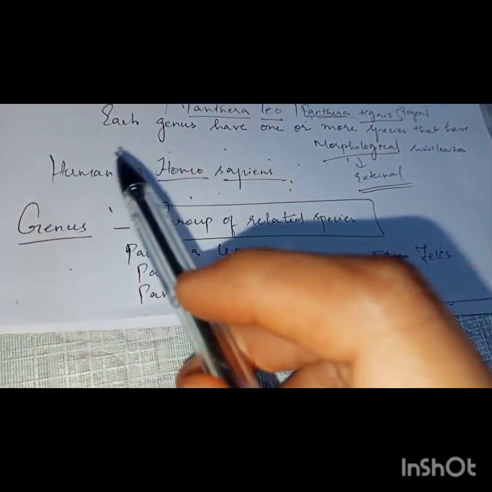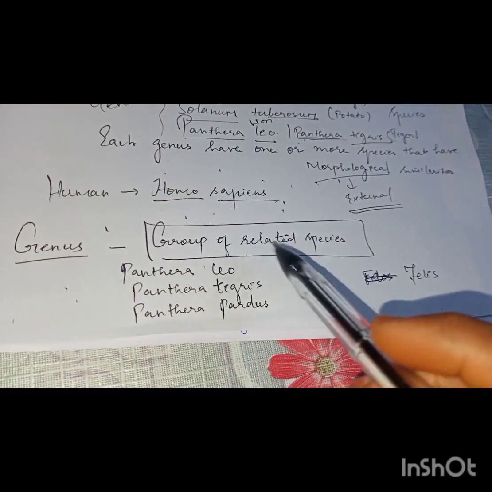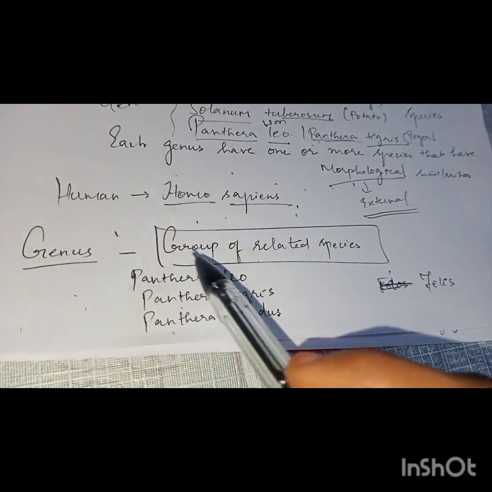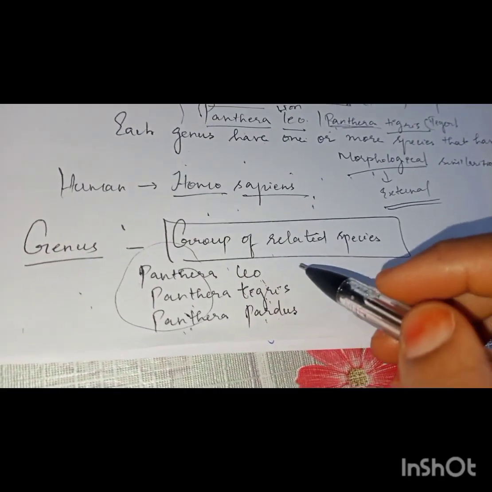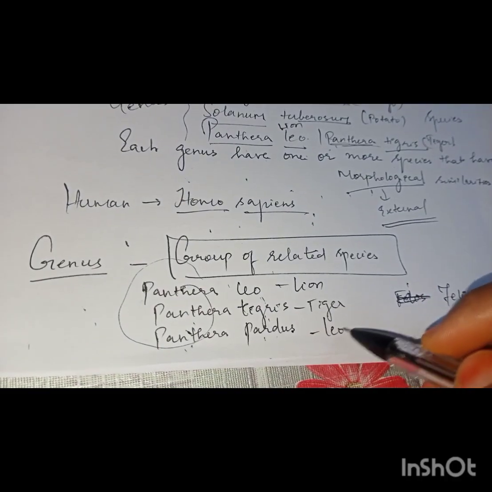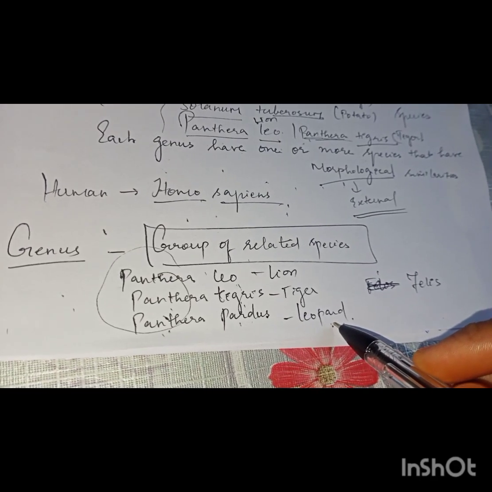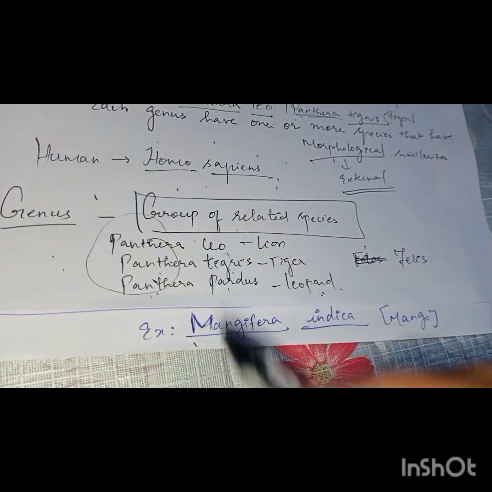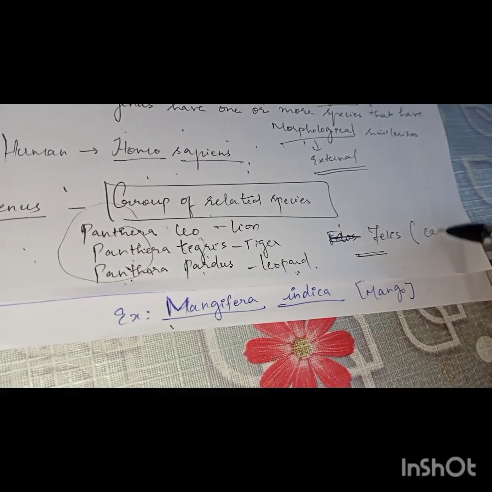Genus is the next higher level after species. So what is a genus? It consists of a group of related species. For example, Panthera leo, Panthera tigris and Panthera pardus. Here you can see the genus name is the same, but the species name varies. Here leo indicates lion, tigris indicates tiger, and pardus indicates leopard. They have some common features, and hence they are put together in this genus Panthera, which is different from another genus Felis, which includes the group of cats.